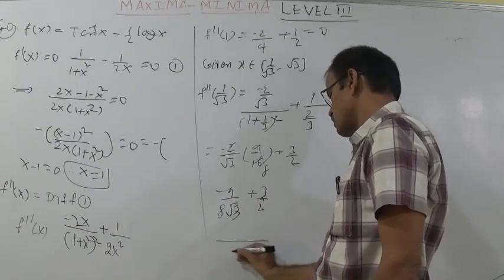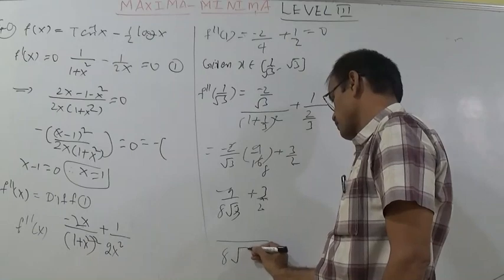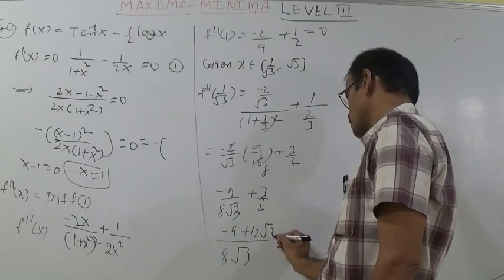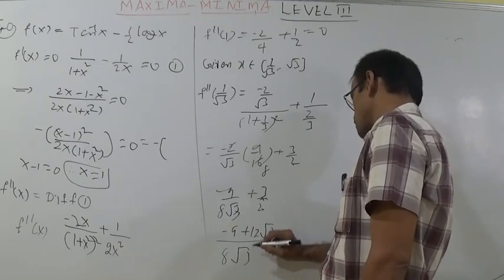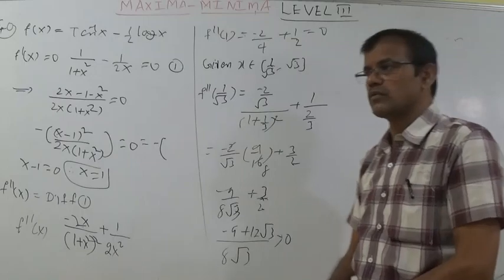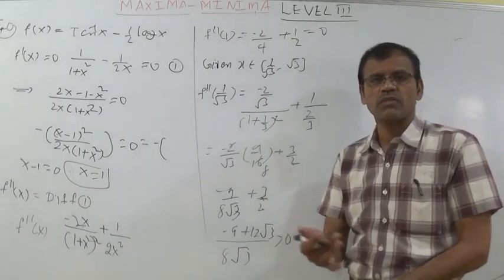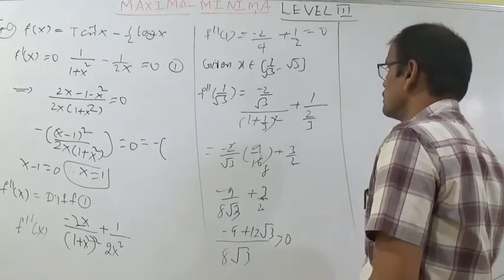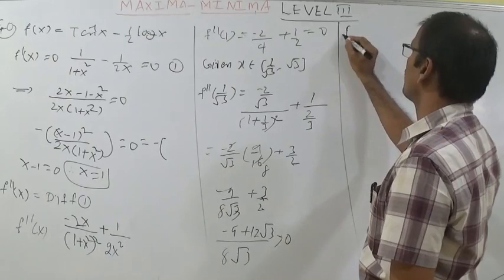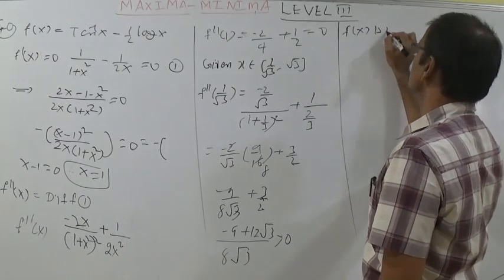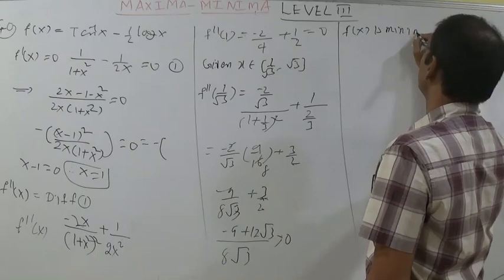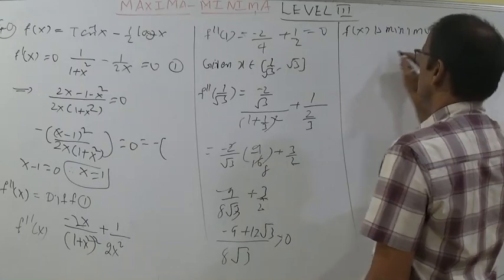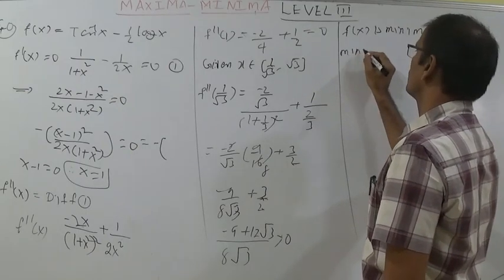Take an LCM, 8 root 3. You can write minus 9 plus 12 root 3. This is greater than 0, because 12 into root 3, that is 1.73, is greater than 12, so minus 9 gives approximately 4, which is positive. So f(x) has a minimum value, f(x) is minimum at 1 by root 3. So now the minimum value I am writing.